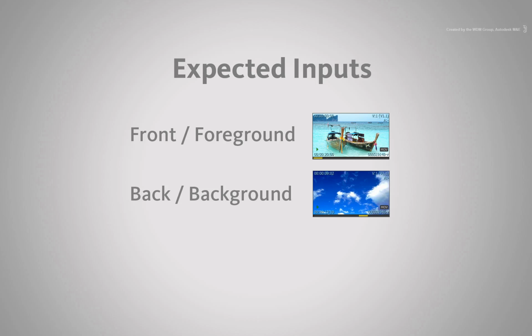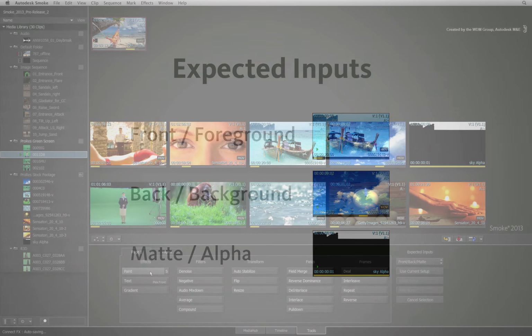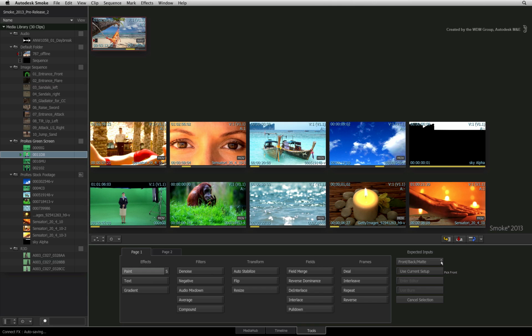Some tools will expect a front or foreground image, a back or background image, possibly to composite with, and finally a matte or alpha image to either key or isolate a region of the front image. The expected inputs column is where you set this up, as well as the behavior of the tool before entering it. So in the first pull-down menu, you choose how many inputs and what kind of inputs are to be loaded. For this video, I'll choose to load 3 source clips. We have a foreground, a background, and a matte clip.